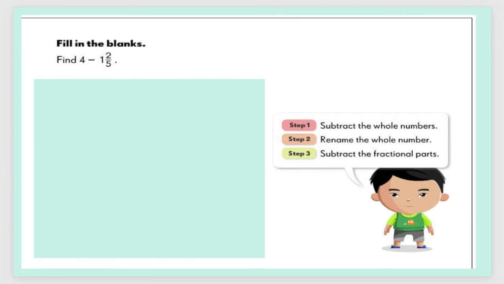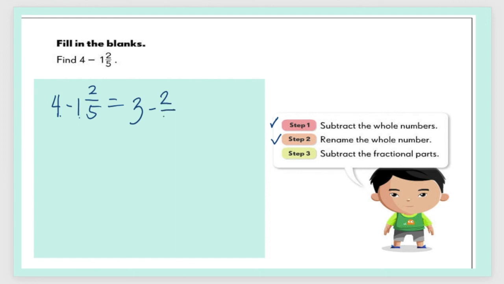This time, let us learn how to subtract a mixed number from a whole number. Find the difference between 4 and 1 and 2 fifths. To do this, we have to learn how to rename our whole numbers. So let's use these steps. Step 1. Subtract the whole numbers. 4 minus 1 is equal to 3. Second step. Rename the whole number.